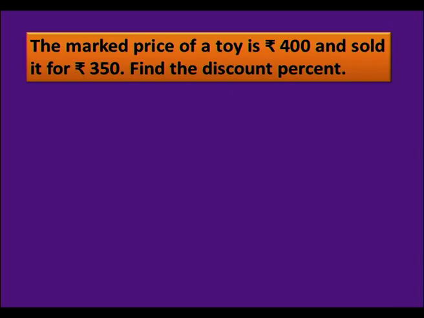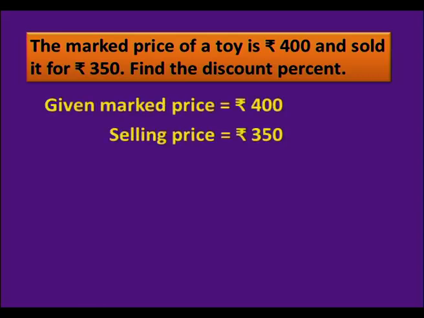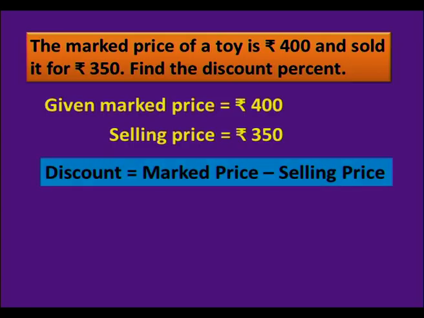Now, let us solve a problem to understand this concept clearly. The mark price of a toy is 400 rupees and it is sold for 350 rupees. Find the discount percentage. So, here what is the mark price, children? 400 rupees, and the selling price is 350 rupees. So, we need to find the discount percentage.